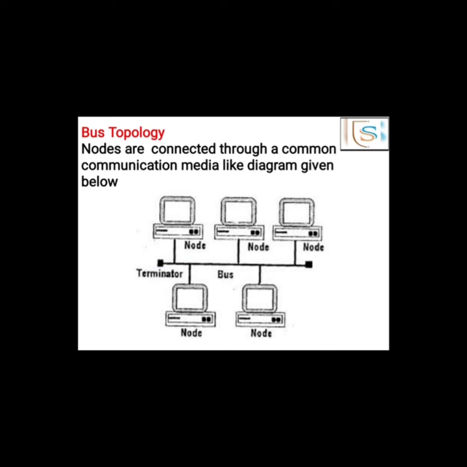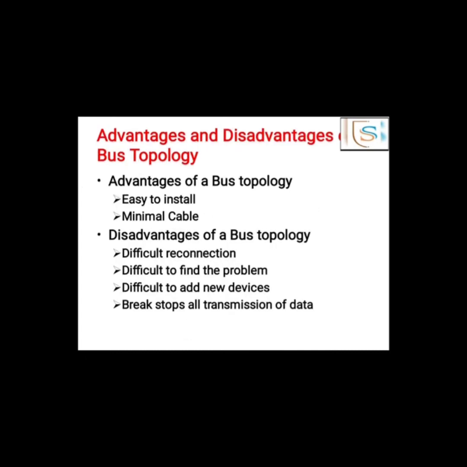That means there should be a kind of joint on this single cable. Nodes are connected through a common communication medium like in the diagram given below. So in this way, your computers are arranged in a bus topology.